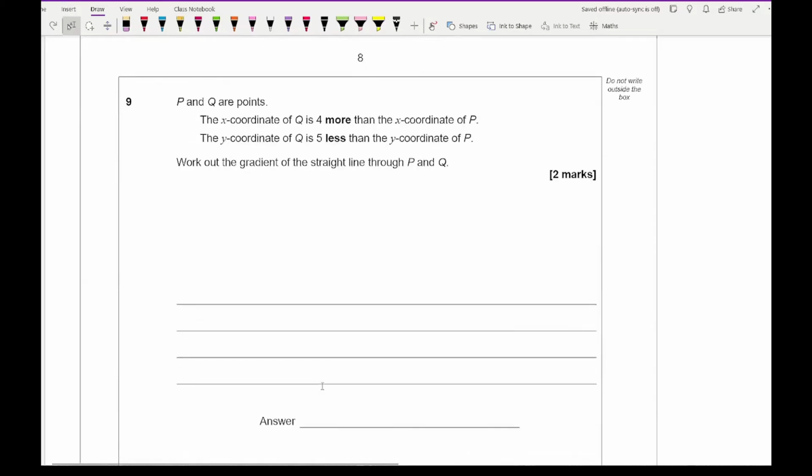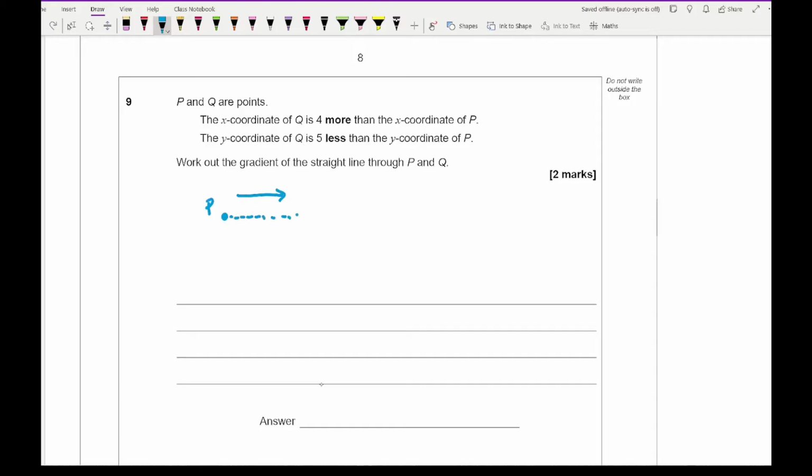Then moving on to question 9, it says P and Q are points. The x-ordinate of Q is 4 more than the x-ordinate of P, and the y-ordinate of Q is 5 less than the y-ordinate of P. Work out the gradient of the straight line through P and Q. So if we have a point P, the x-ordinate of Q is 4 more, so I can imagine P is going to be, let's say, there.